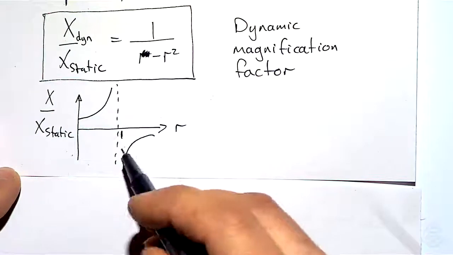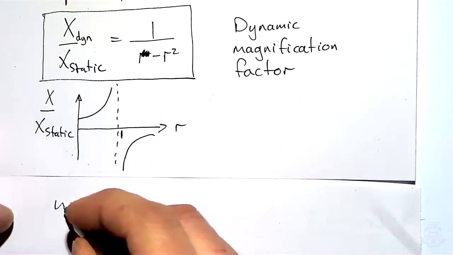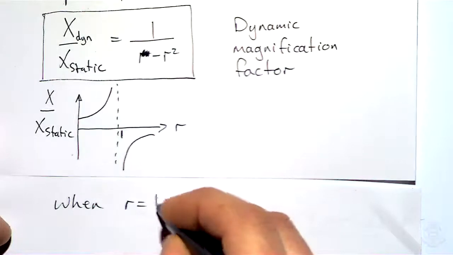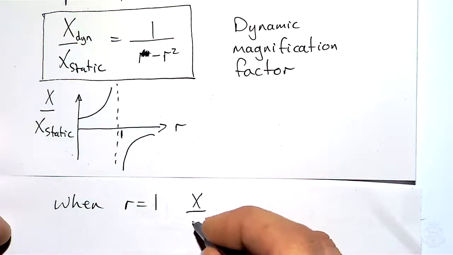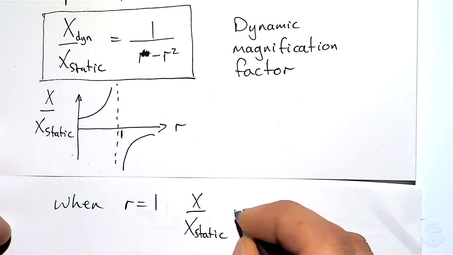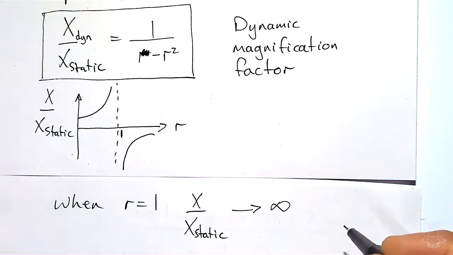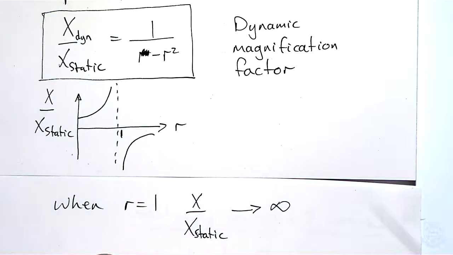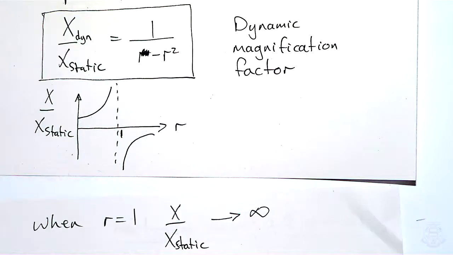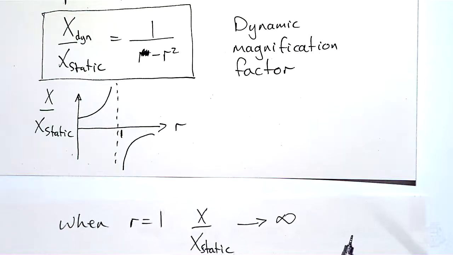What it says is that when R equals 1, x over x static goes to infinity, doesn't it? Even if it's close to 1, you can see that we start to divide by 0, don't we? So this thing goes to infinity. When R is less than 1, we're on the left-hand side of the diagram, in this zone between 0 and 1.